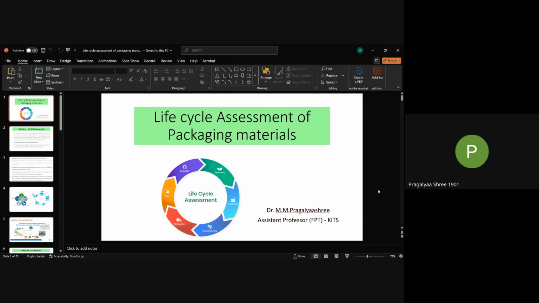Life cycle assessment means the life cycle of packaging material from the manufacturing process up to the disposal point. So what type of impact it is going to create on the packaging material, and the environmental impact, we are going to study in this class.